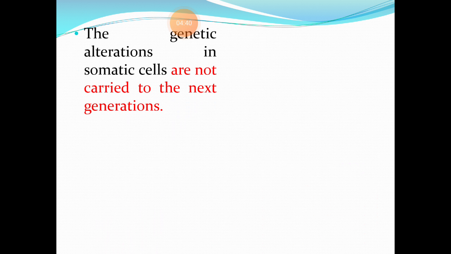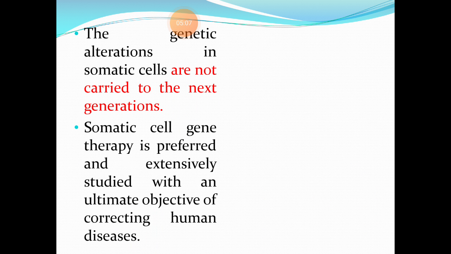The genetic alterations in somatic cells, please note, are not carried to the next generations. Whereas if gene therapy is done at germinal cell lines, it is heritable. It is carried on to the next generations, which is not so in case of somatic cell gene therapy. Then this is preferred, extensively studied with an ultimate objective of correcting human diseases.